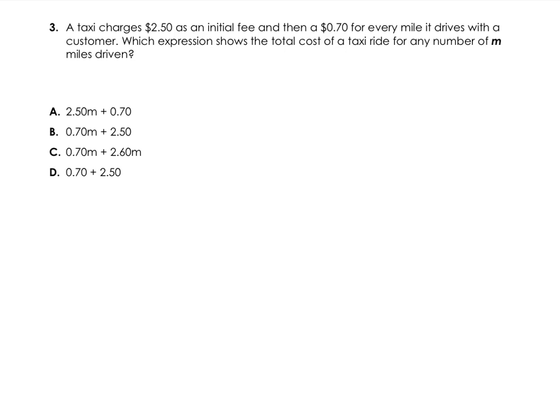Okay, well, as you can see, the expression should have been $2.50 for the initial fee, right? And it's a one-time fee. But then we're going to add the 70 cents per every mile, or times every mile. And that would have given you the expression B. B is exactly the same thing, it's just rewritten in a different way.